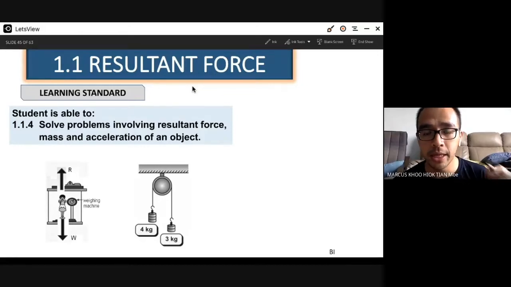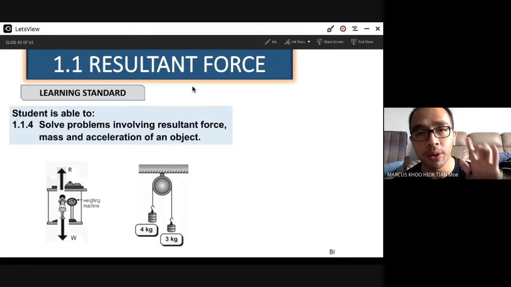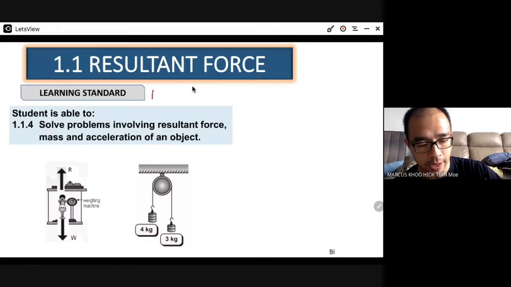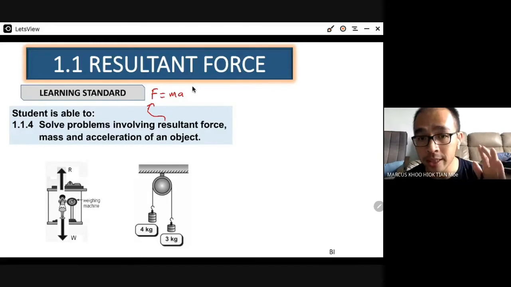Let's begin by talking about the single most important thing whenever we talk about resultant force. Whenever we talk about resultant force, we know that we are talking about the formula F equals ma, and F is known as the resultant force. Last year we called this the net force, but this year we are changing gear. We're calling it the actual name, which is the resultant force.